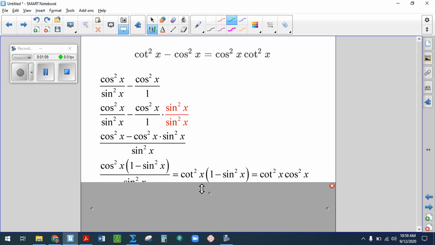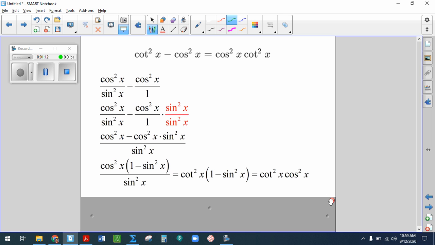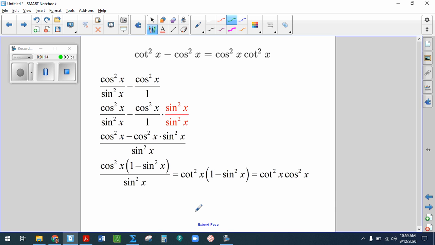And I can factor out a cosine. So factoring out a cosine gives you cosine times 1 minus sine squared over sine squared. Sorry, factor out a cosine squared. Then these two terms together become cotangent squared. And 1 minus sine squared becomes cosine squared.